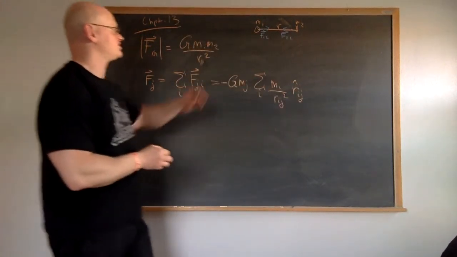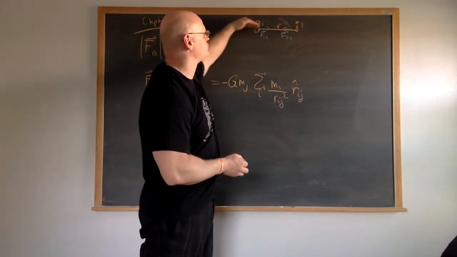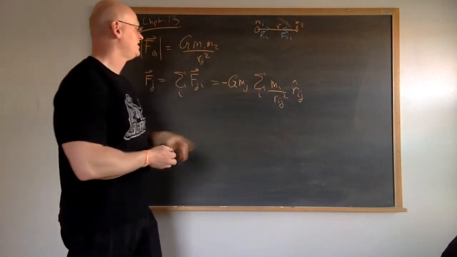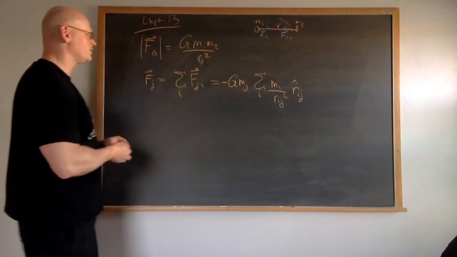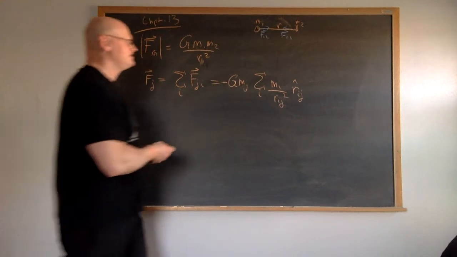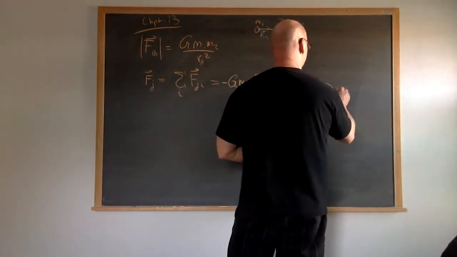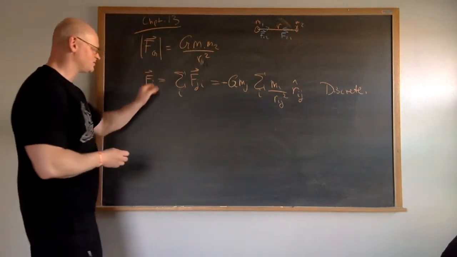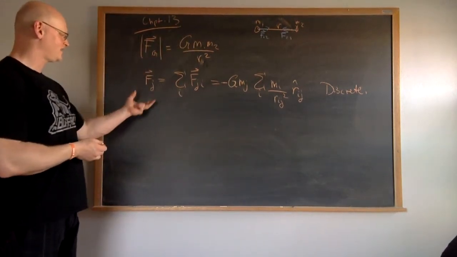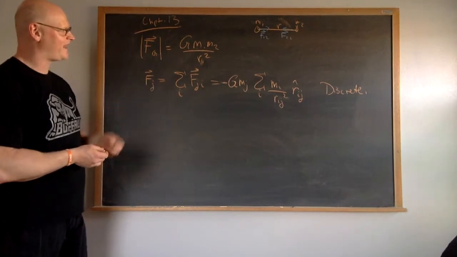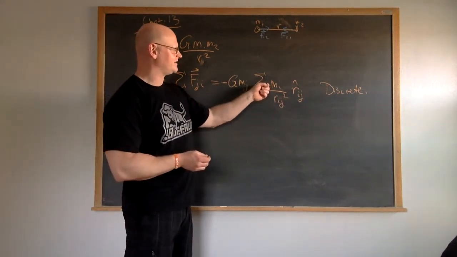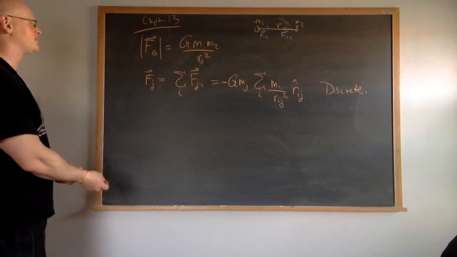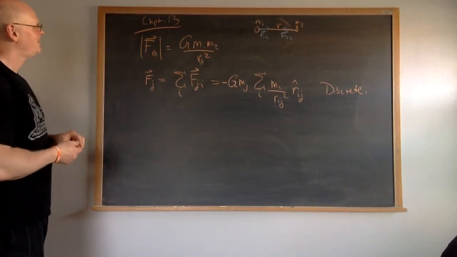Where r_ij is just the direction along the line that connects these two masses, and it's negative because it's an attractive force. Now, technically this is only for discrete bodies, meaning I just have a whole bunch of point masses everywhere. If I had a continuous body, you would then have to turn this into an integral, but we're not doing integrals on the exam, at least not the regular exam, so we're not going to worry too much about that. At least for now.